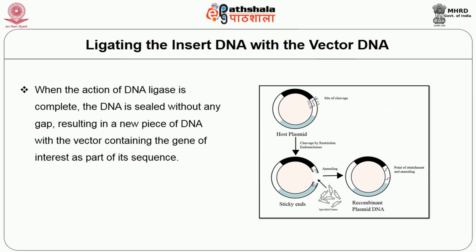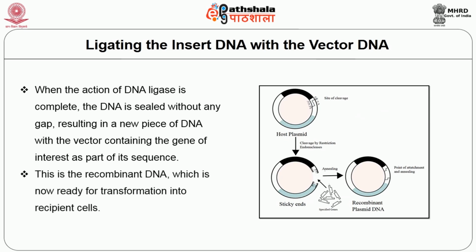When the action of DNA ligase is complete, the DNA is sealed without any gap, resulting in a new piece of DNA with the vector containing the gene of interest as part of its sequence. This is the recombinant DNA, which is now ready for transformation into recipient cells. The entire process of formation of a representative rDNA is represented in the figure displayed now on your screen.